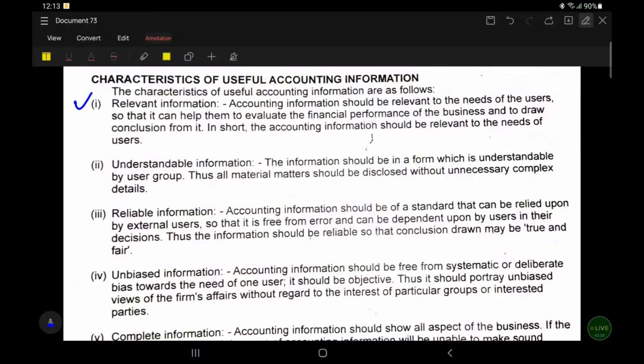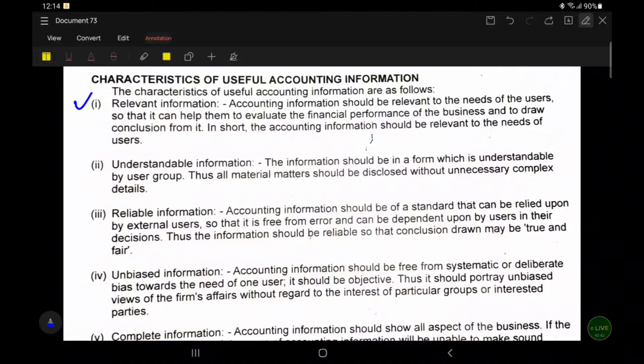Those who will go on to specialize in accounting will explore relevance in more depth. But here, I'm just going to give you the surface idea of what relevance is. Some of us have learned accounting at high school, so we shouldn't confuse ourselves with a lot of terminologies. We just need the basics so that it will ground us, so that once we move on to the rest, we can easily understand. Accounting is like building a house. Once you get the foundation right, your next step is going to be easy for you to flow. I hope that is clear.